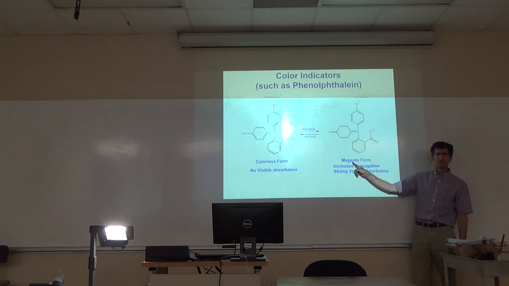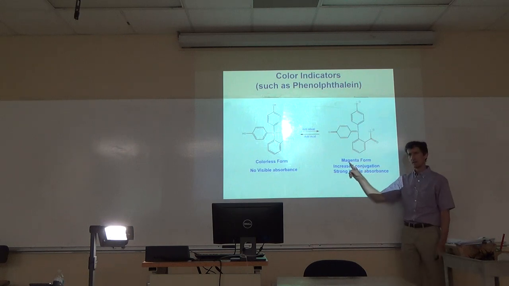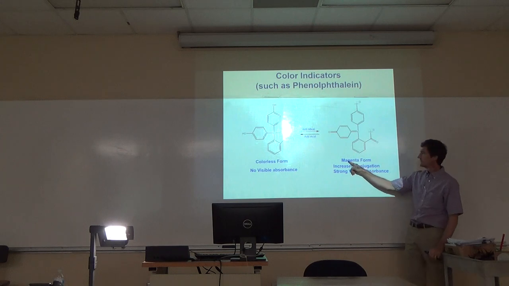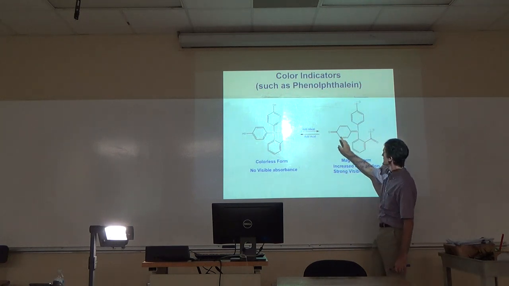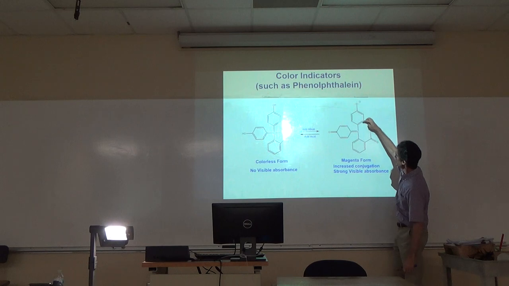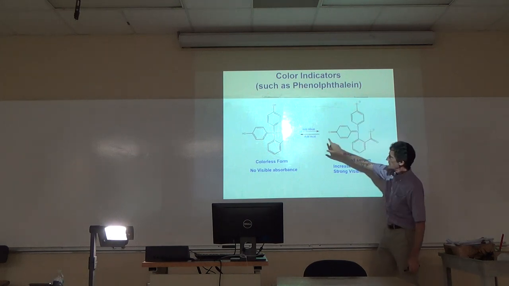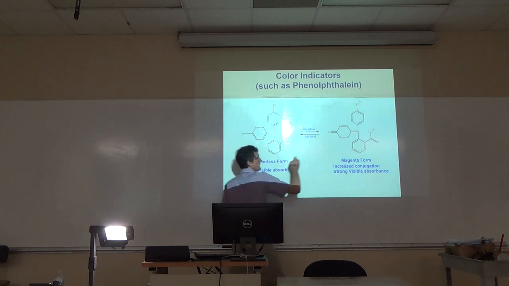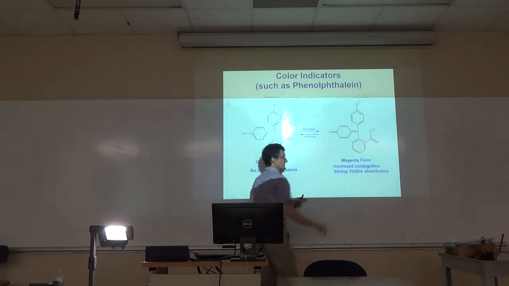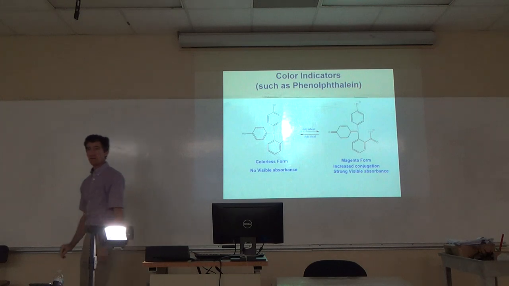Magenta? Pink. Pinkish purple. Okay, magenta. Why the difference? Well, look at the structure. Look at this, all this conjugation. All three rings are conjugated p orbital here. But in this form, this carbon is tetrahedral, no p orbital. And so the three benzene rings are isolated. But here it's conjugated all the way through. Increased conjugation, that structure absorbs in the visible.